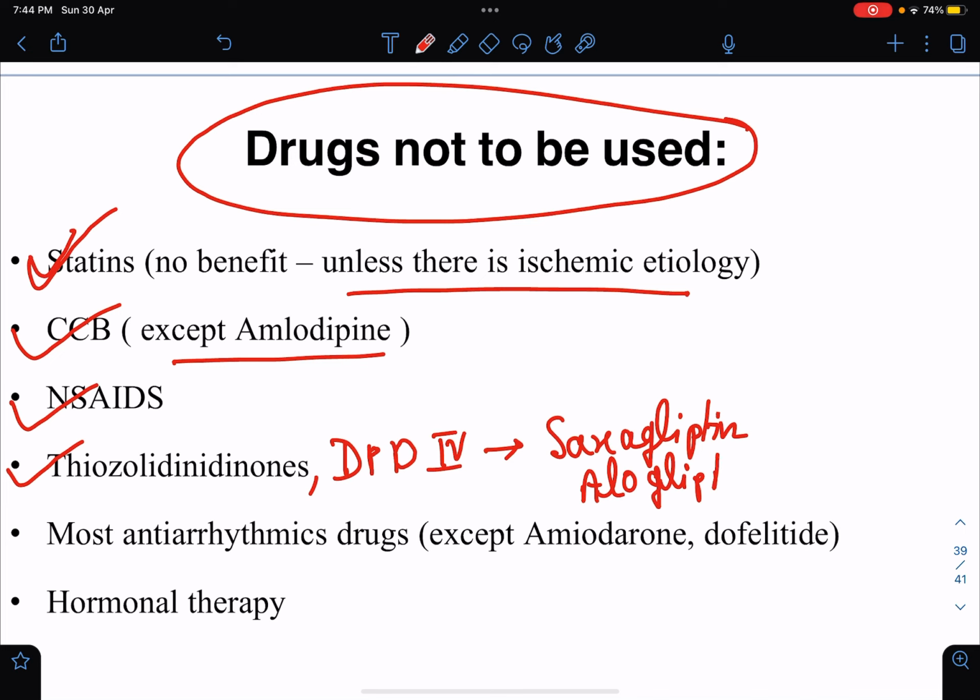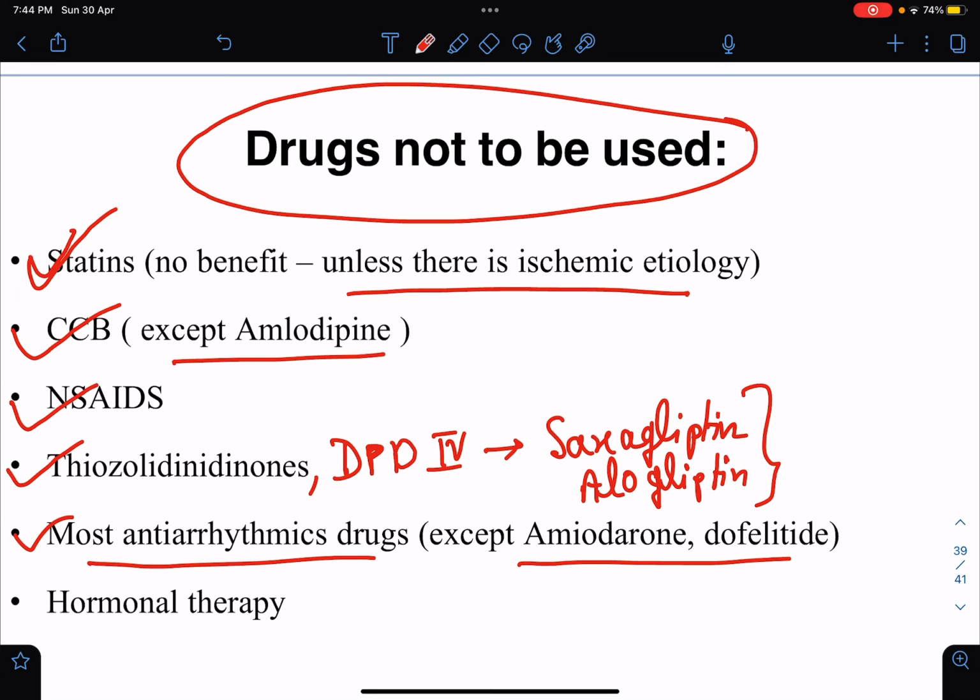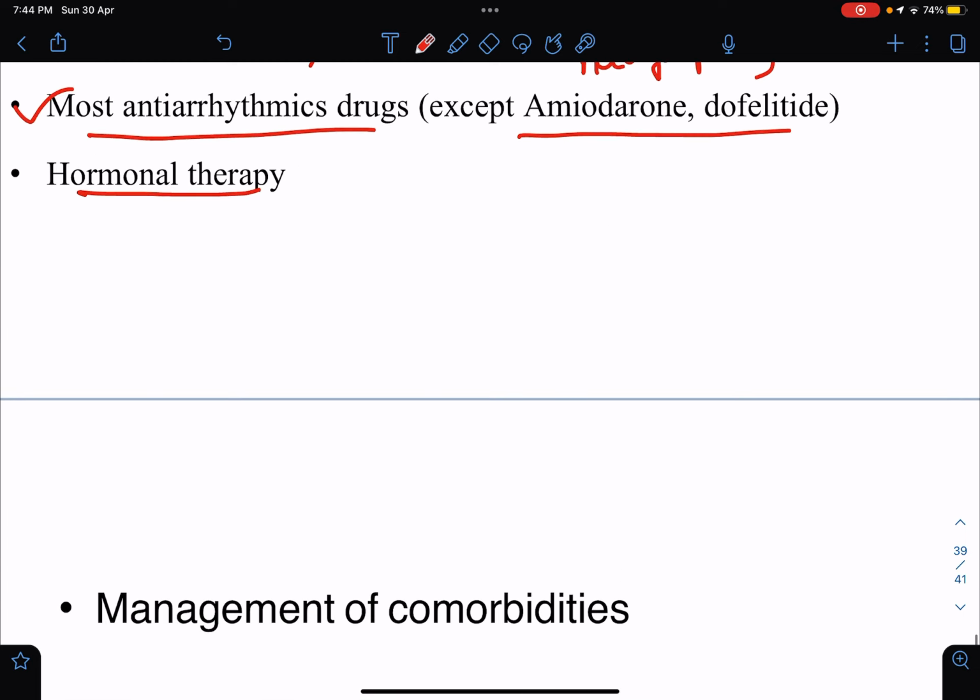Saxagliptin and alogliptin, these two drugs are contraindicated in heart failure. And most antiarrhythmic drugs except amiodarone and dofetilide should not be used in case of heart failure because they may precipitate heart failure. And hormonal therapy is also not to be used in case of heart failure.